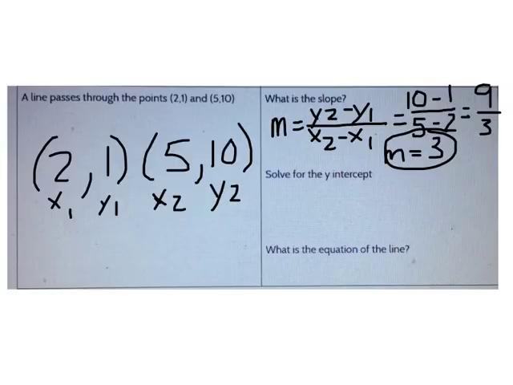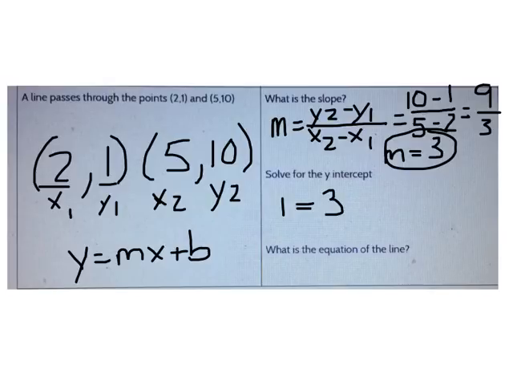Now let's solve for the y-intercept. Remember, y equals mx plus b. I can select one of my ordered pairs to plug in as x and y. 2 is the x-coordinate and 1 is the y-coordinate. So I can write y1 equals m, 3, times 2 plus b. First, I can multiply 3 times 2. What's 3 times 2? It's 6. So 1 equals 6 plus b.